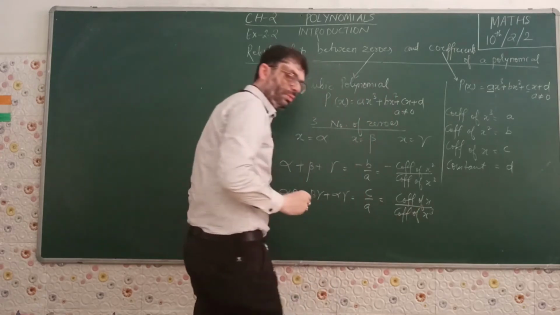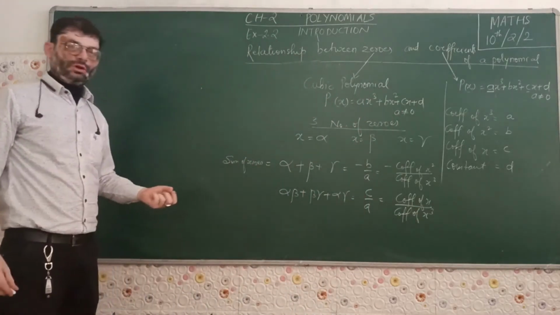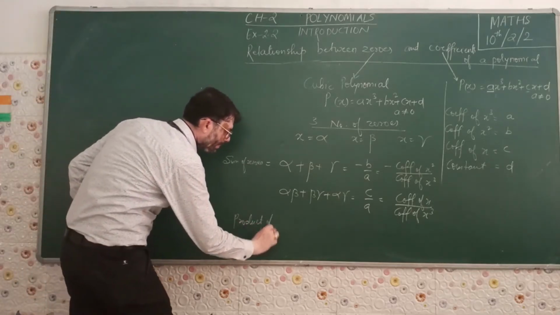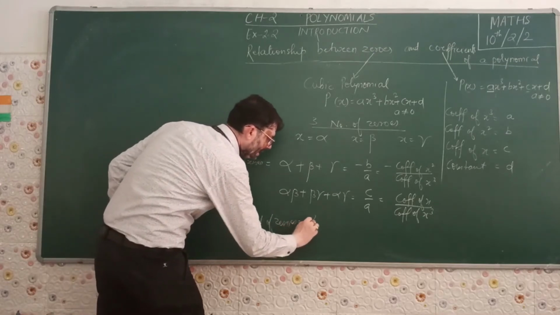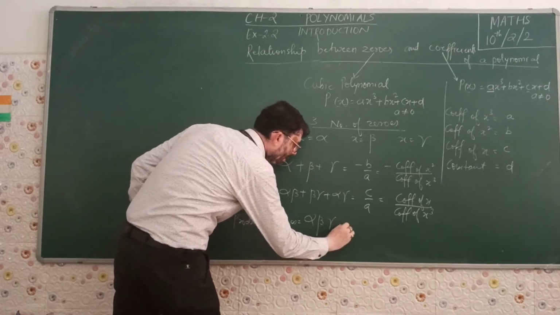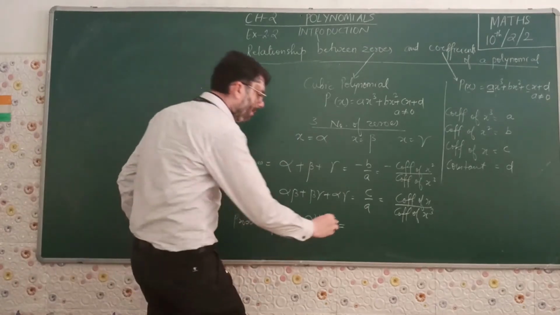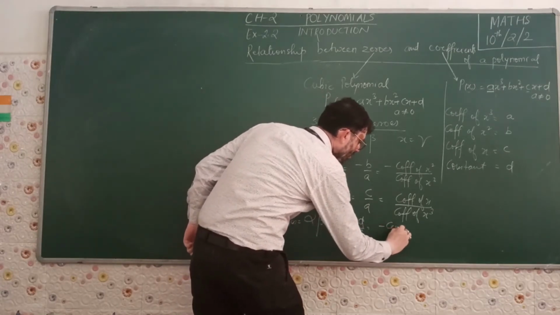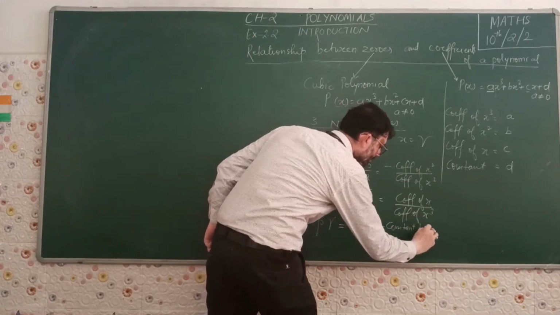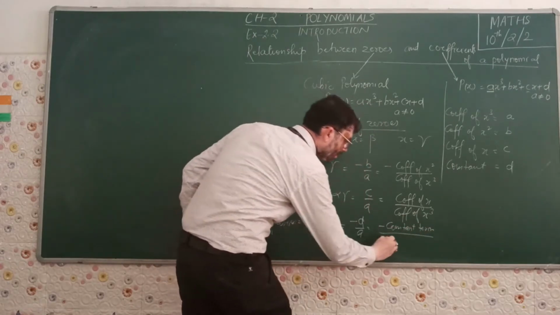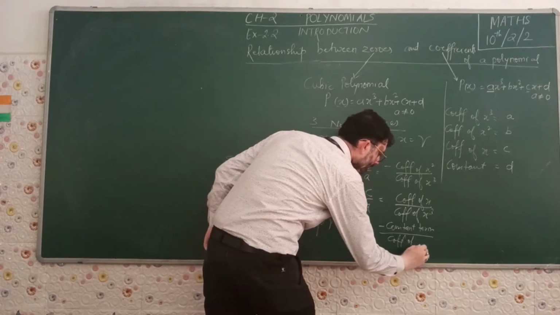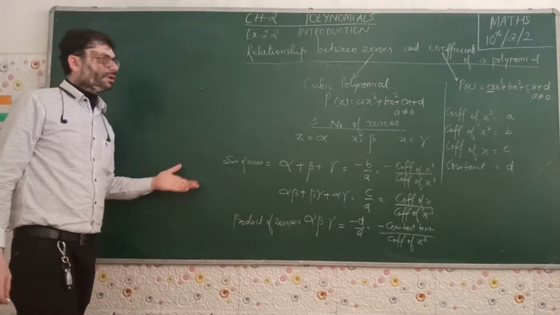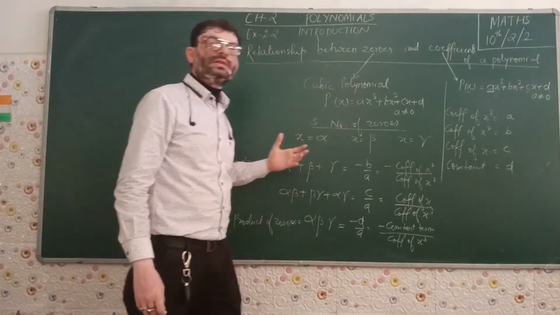x cube. Now taking 3 at a time, what we call the product of zeros. Taking all the 3 at a time, alpha into beta into gamma is given by the relation minus d upon a. And what was d? This is minus the constant term upon the coefficient of x cube. So these are the relationships for a cubic polynomial between the zeros and coefficients.